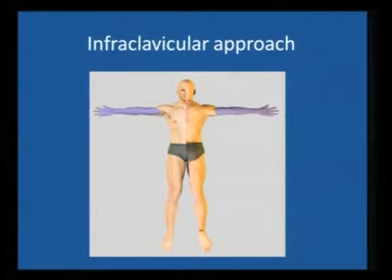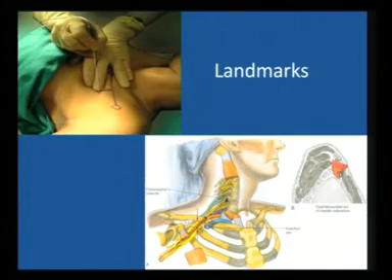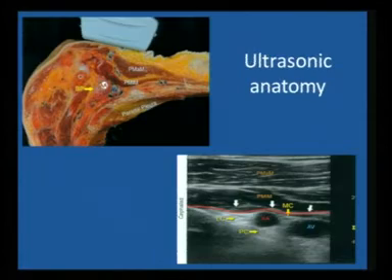In case of infraclavicular approach, the areas blocked are the lower part of the arm, forearm, and the hand. The position is the same. For landmarks, we have to feel for the coracoid process of the scapula. Another point is at the level of clavicular head of sternocleidomastoid. You draw a straight line, take a midpoint, and go 3 centimeters below that midpoint. That's the point of entry for an infraclavicular block.